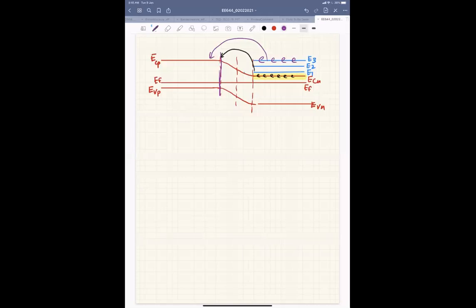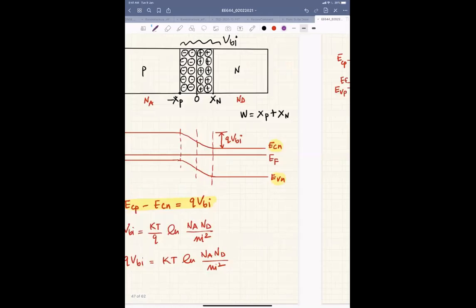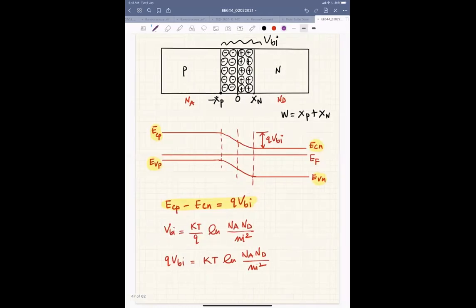So what do we mean by injection? Injection means that when electrons are injected from the N to the P side, they are actually injected to the edge of the depletion region, right? From this side to the edge of the depletion region here. Similarly, when holes are injected, they are also injected to the edge of the depletion region, right?